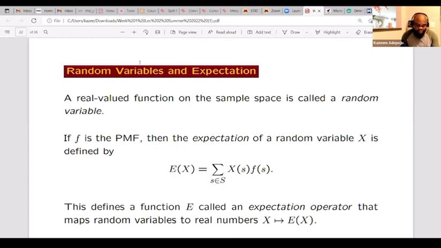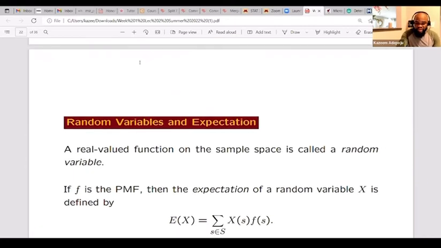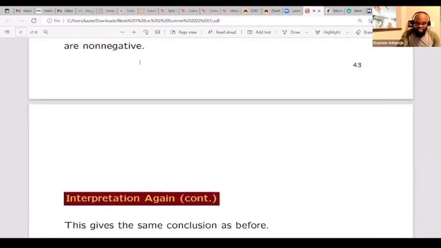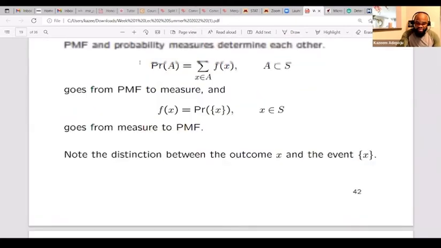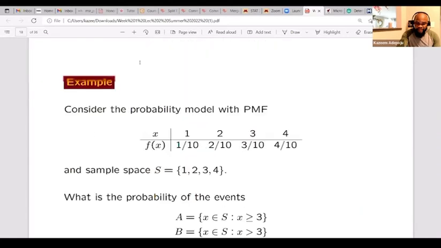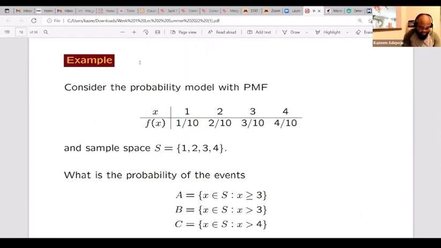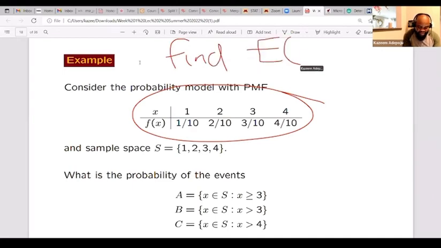What do we mean by expectation? Expectation is more or less an average. If I give you this distribution and say find the expected value of X, the expected value of X is going to be the summation of x times f of x.